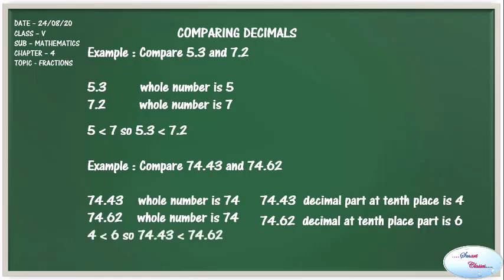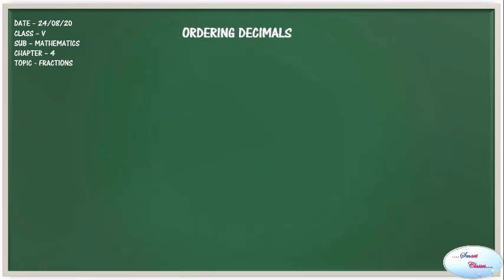The last topic, ordering of decimals. The ordering of decimals can be done in ascending order and descending order. Till now, we have learned how to change decimals into like decimals. We know how to compare the decimals. We know how to make the equivalent decimals. After learning all these things, it is very easy to arrange the decimals in ascending or descending order.